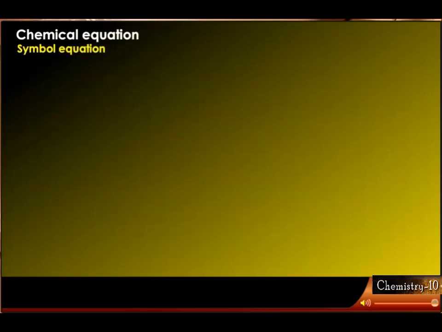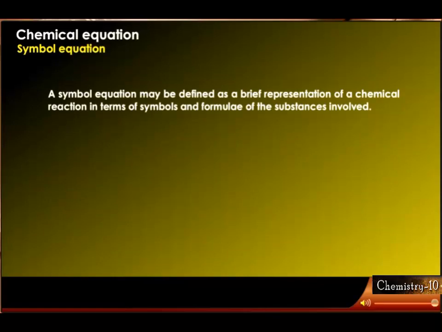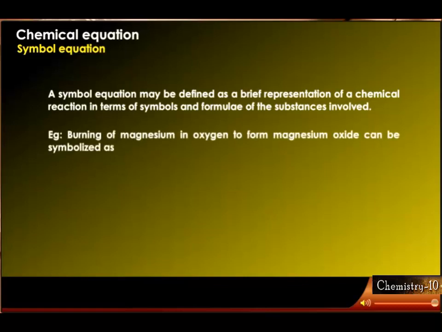Symbol equation. A symbol equation may be defined as a brief representation of a chemical reaction in terms of symbols and formulae of the substances involved. Example: burning of magnesium in oxygen to form magnesium oxide can be symbolized as 2Mg + O2 → 2MgO.